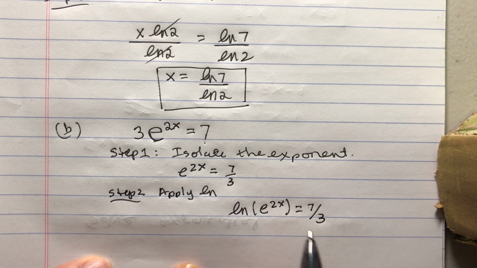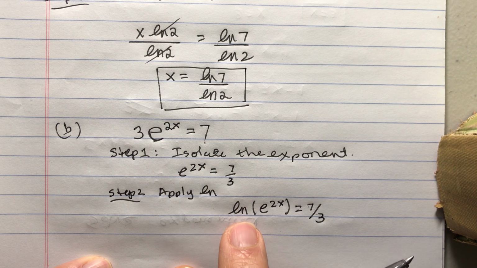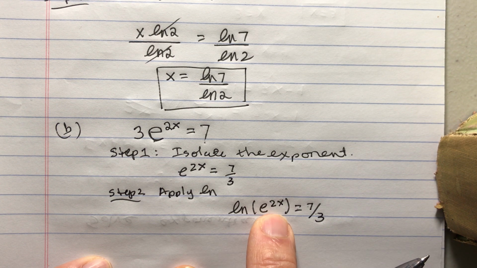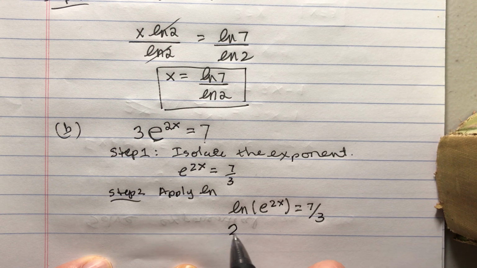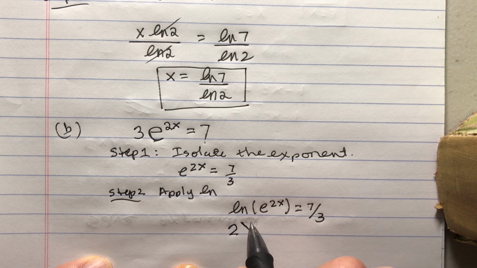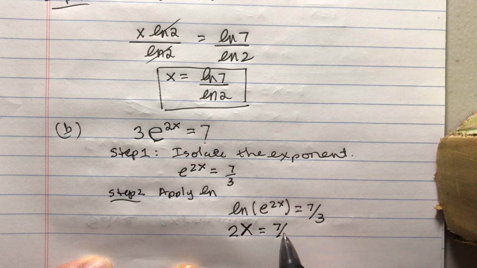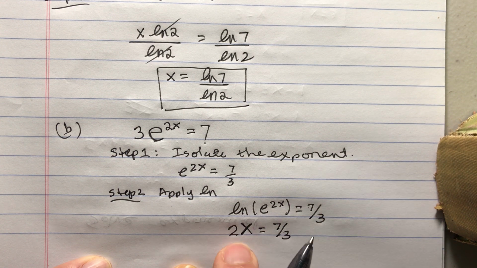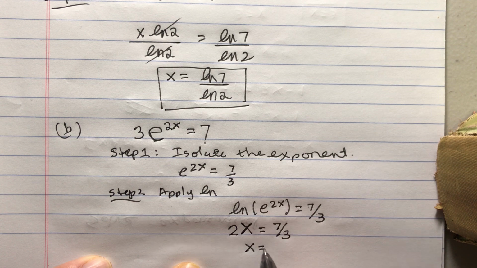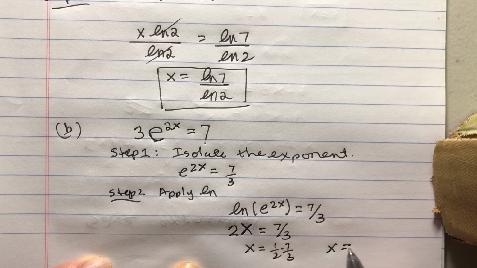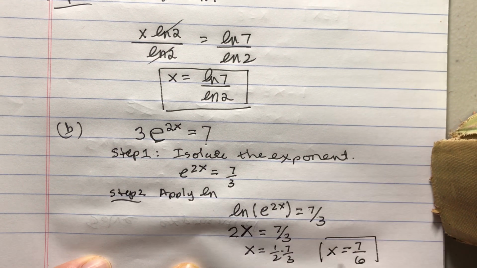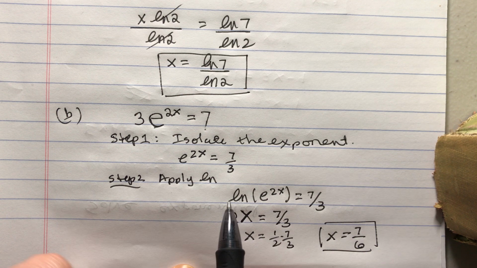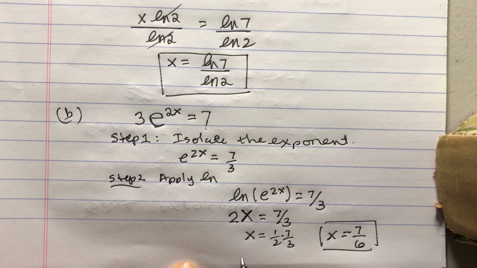Now what happens here is that logarithm and exponent cancel each other out. And that is why we like to use base e, especially if we're going to use the natural log, because of that cancellation property. Now I can divide both sides by 2 or multiply by a half. So I finally get x is equal to 7/6. We're using in a very big way here that ln and e cancel out.